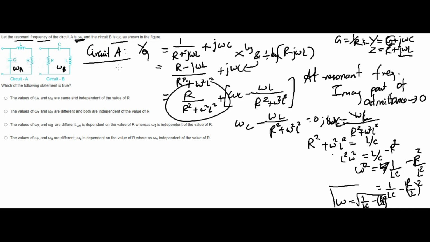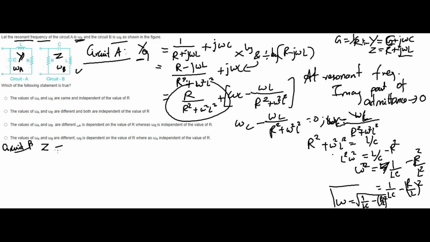Now let me write for circuit B. It's going to be very simple. You know that Z set you want to find, right? Because they have asked for the simple resonant frequency. First you completed Y for circuit A, and here you are finding Z. If you consider Y, you would have to find Y here, but since we found only Y before, you should not use Y here. You have to use Z.